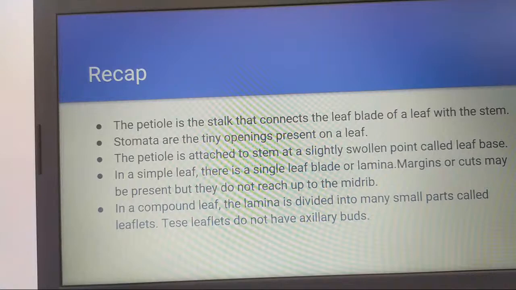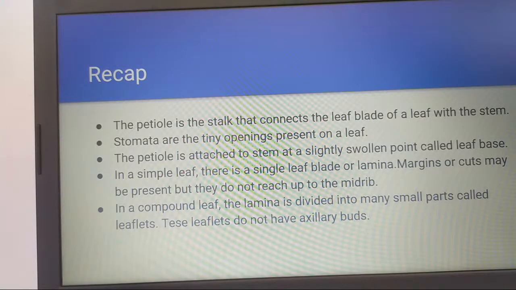Now let me assign some work for you. You are going to learn the definition of biology. Then you're going to learn, and after learning you need to write, the shoot system, root system, parts of a leaf, and you are also going to practice drawing.